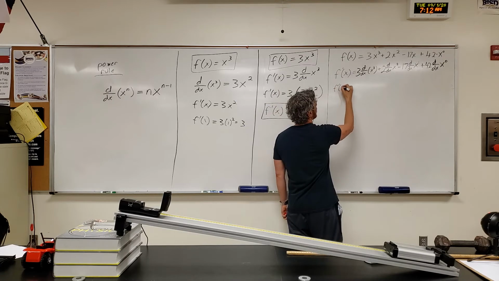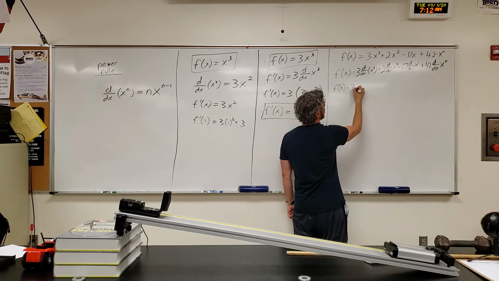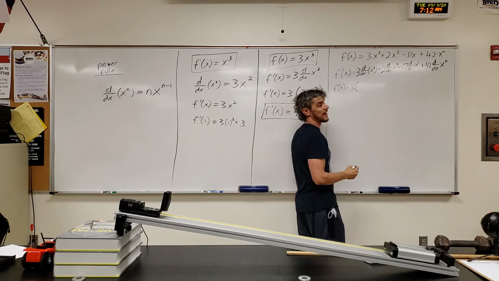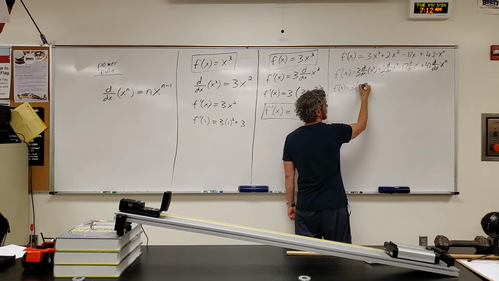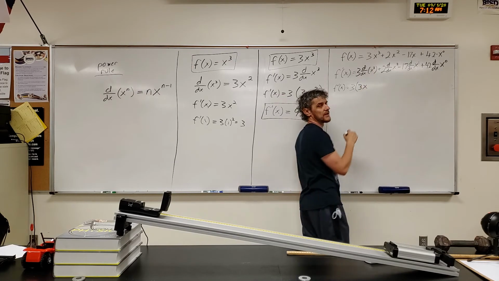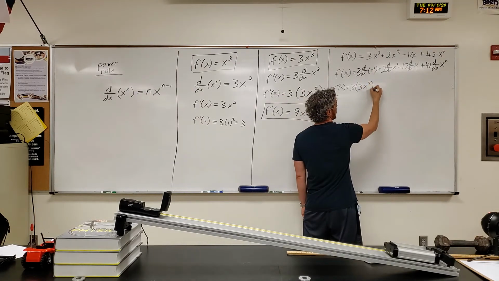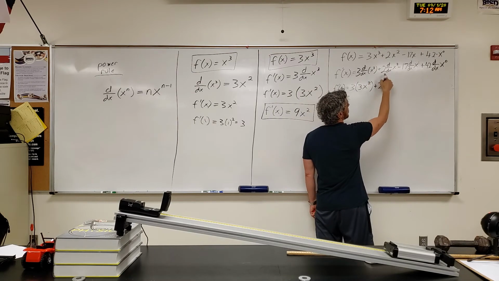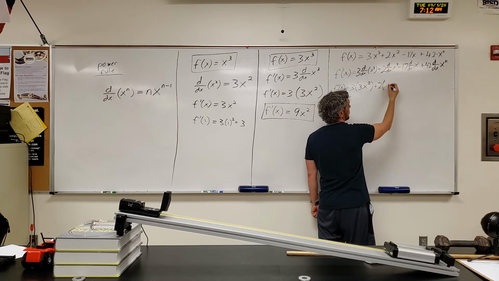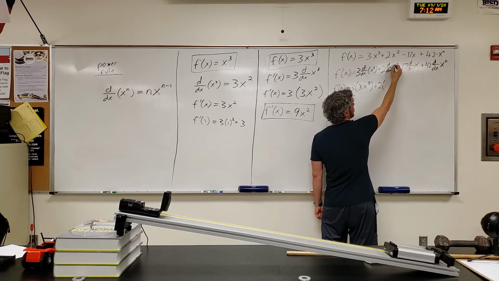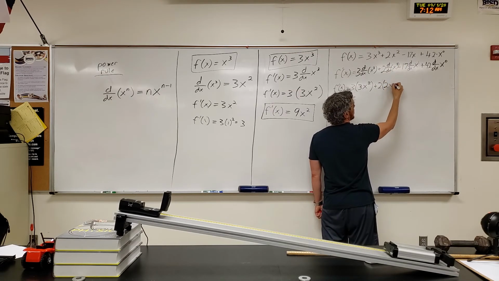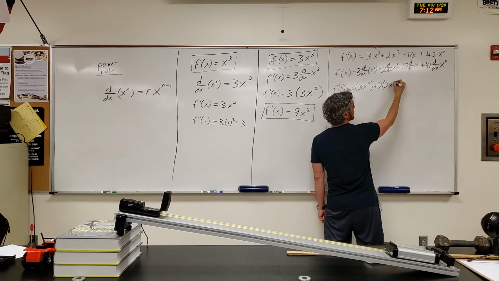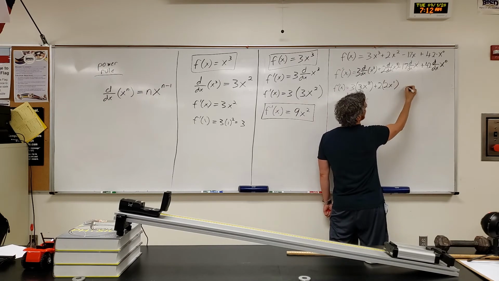So my derivative is going to be the 3 times the derivative of x cubed. I just bring the 3 into the front, times x to the 3 minus 1. So that's going to be x squared. Plus 2 times, then I bring the 2 out in front, times x to the 2 minus 1. That's times x to the 1 power.